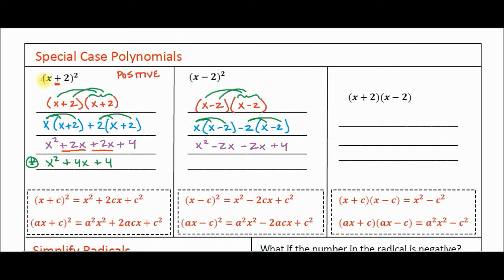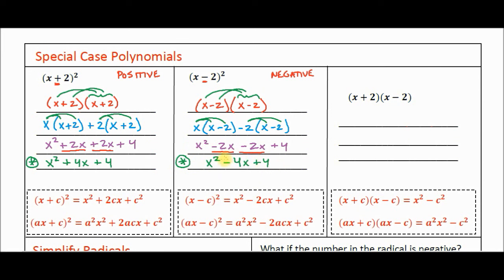Okay, notice that the previous example and this example are exactly the same, except for look what changed here. This is the negative situation. It's a binomial with a subtraction or a negative number in it. And the only thing that's changed is, take a look, first term is the same, x squared. Last term is the same, +4. But the middle two terms, now instead of being positive, they are now negative. So our final answer is going to be x squared minus 4x plus 4. -2x minus 2x is -4x. Here is our final distributed answer, which is a trinomial, 3 terms.